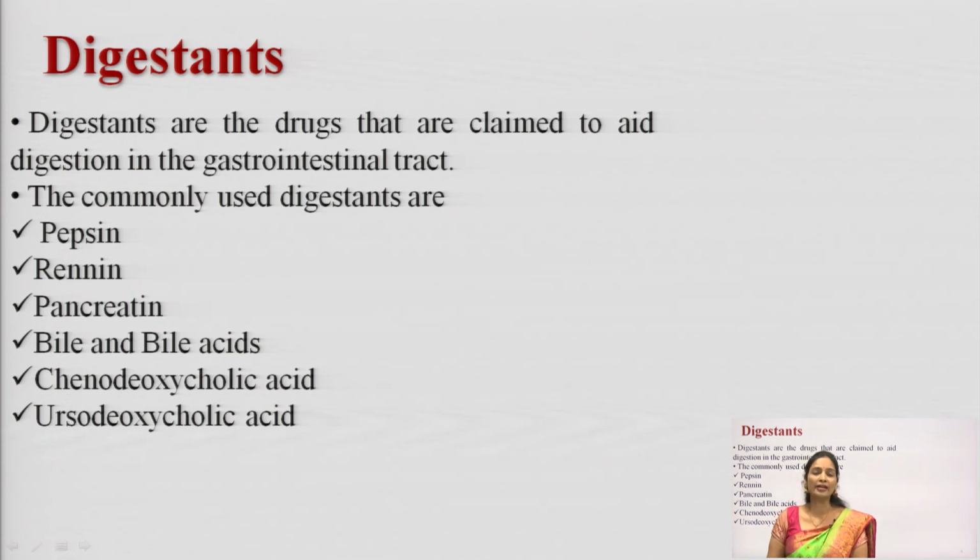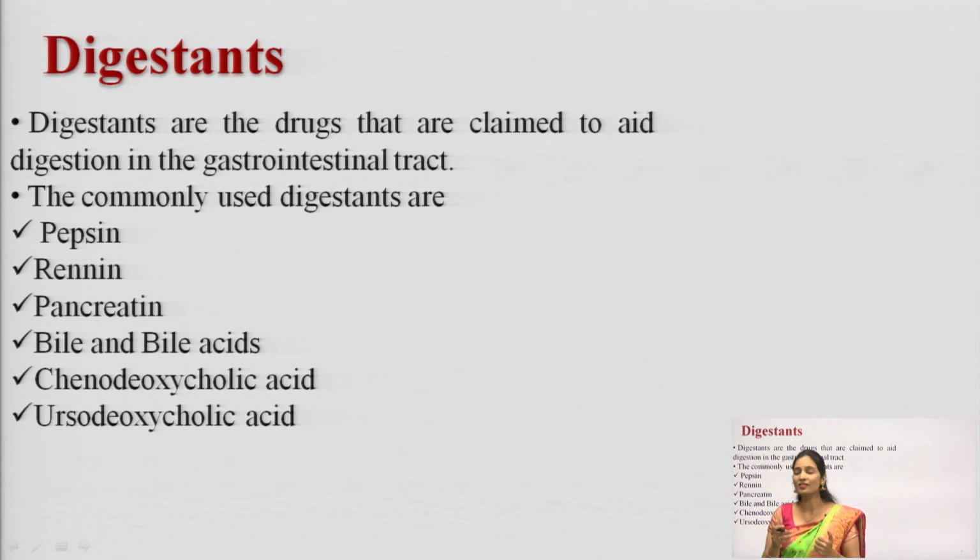Next, we will move to the digestants. So, what is meant by digestants? Digestants are the drugs which will increase or promote digestion. If a particular person is not able to digest his or her food in a particular condition, you will prefer to give digestants. So, what will the digestant drugs do? Digestant drugs will act on the GIT and improve the digestion of food.